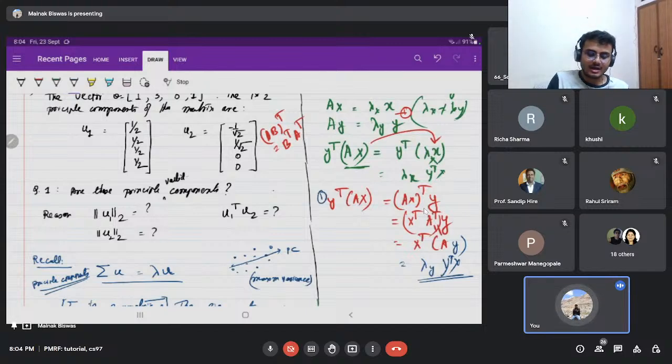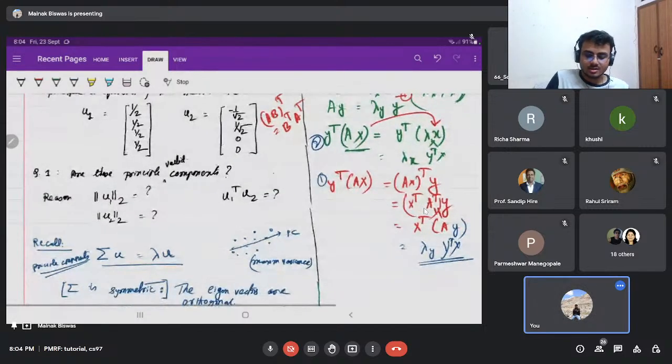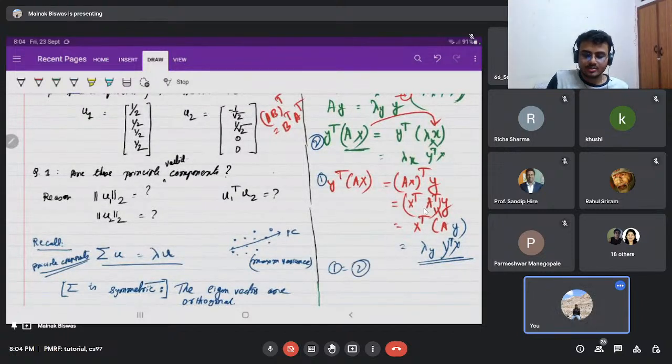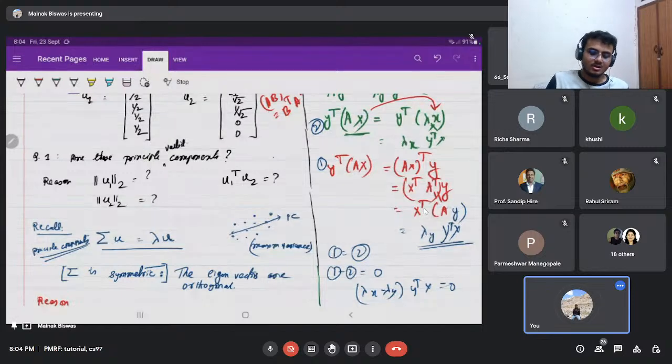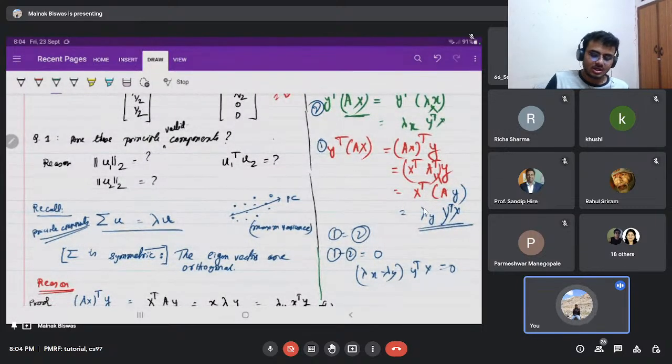And 1 and 2 are equal, right? So 1 minus 2 is equal to 0, which means (lambda x minus lambda y) times y transpose x is 0. So this is not equal to 0.